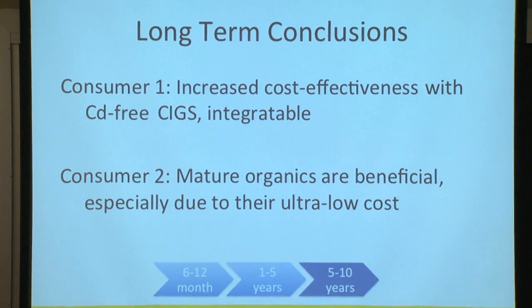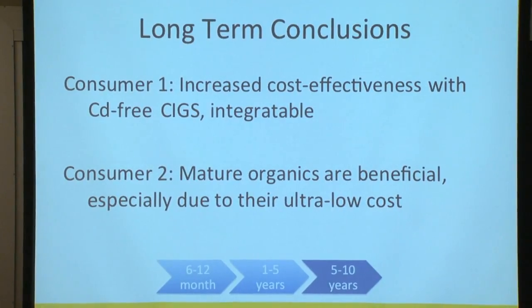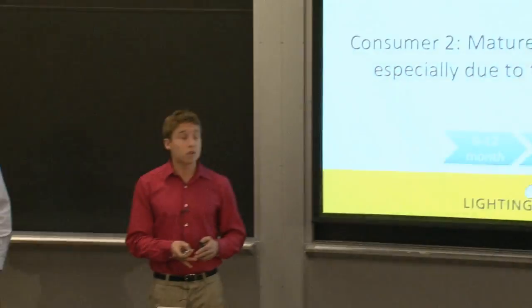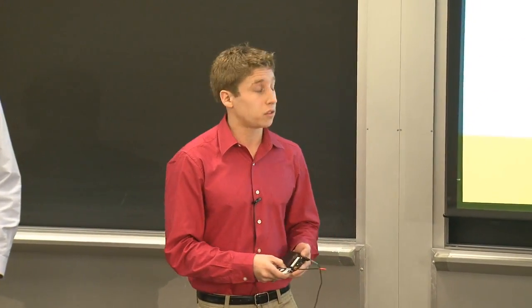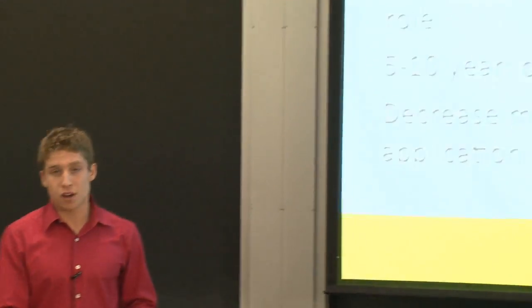So for the long-term conclusions, we think that the cadmium-free CIGS modules would be great for consumer one because of their moderate performance and their attractive dollar per watt peak metrics, making them actually integratable on a small area and providing the 2.5 watts for the SPL. For consumer two, we actually thought a large mature organics module in their backyard would be great because of their really low cost and also because of their ability to possibly charge other household devices as the performance increases. And these are basically the conclusions of all my other colleagues in front of me.